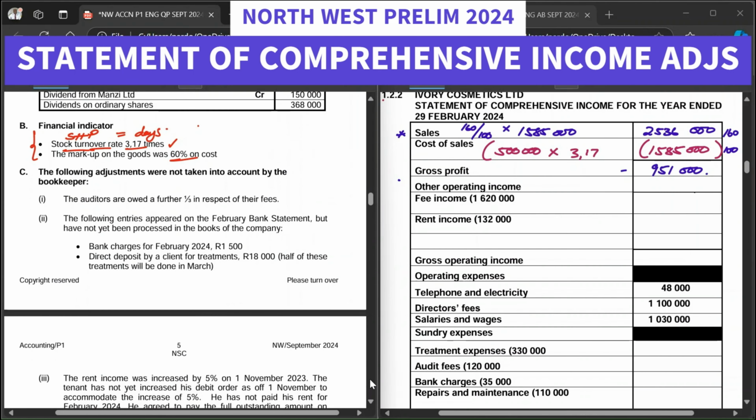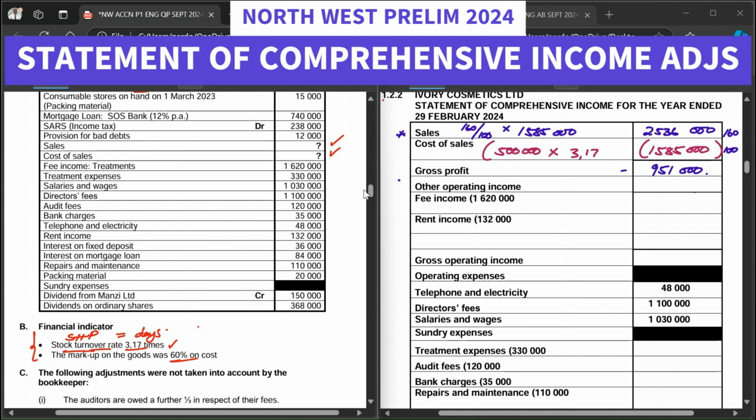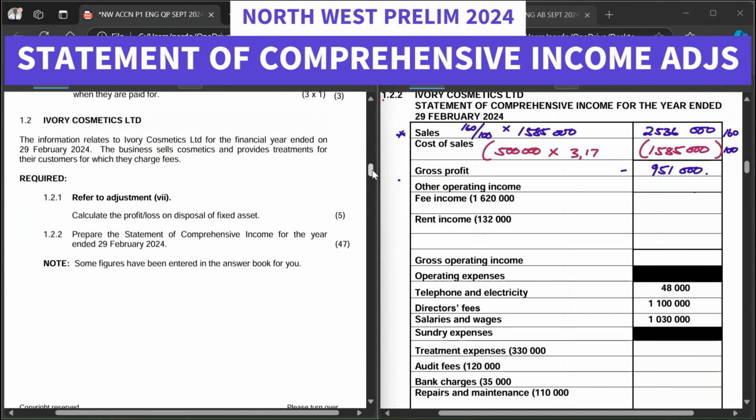Okay, so I'm going to go on and do one more adjustment. One other interesting aspect about this particular question paper is that it was a business that was trading and at the same time also offering services. If you read the first part, which I want to encourage you to do, in the 10 minutes reading time, use it effectively. Apply your mind, because it says the information relates to Ivory Cosmetics for the financial year ended 29 February. The business sells cosmetics. That's one aspect, the selling part. And provide treatments for customers. Now that's a service.